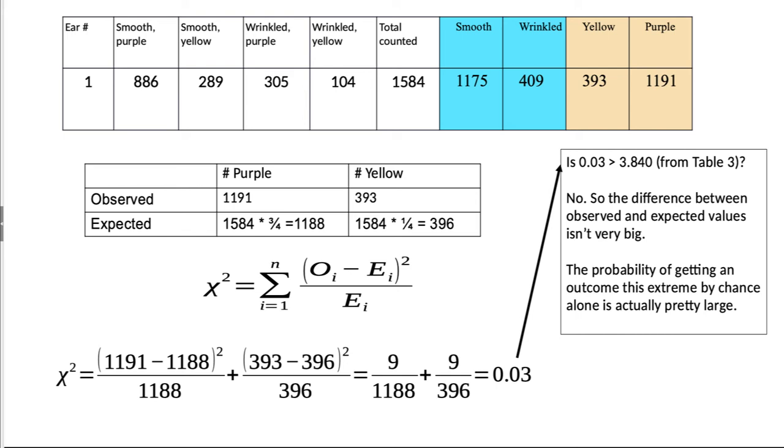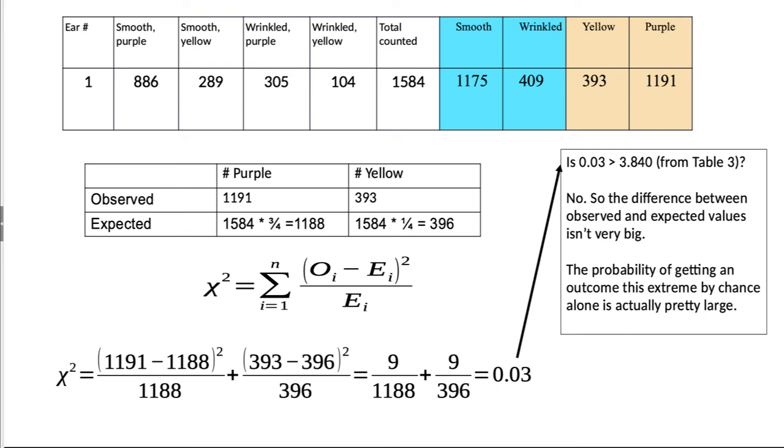Okay, I'll show you where that comes from in a minute. And we have to ask ourselves, is 0.03 greater than or less than 3.84? It is not greater than 3.84, so we can see that the difference between the observed and expected values isn't very big. And so we would say the probability of getting an outcome this extreme, and this was not extreme, by chance alone is actually pretty large.